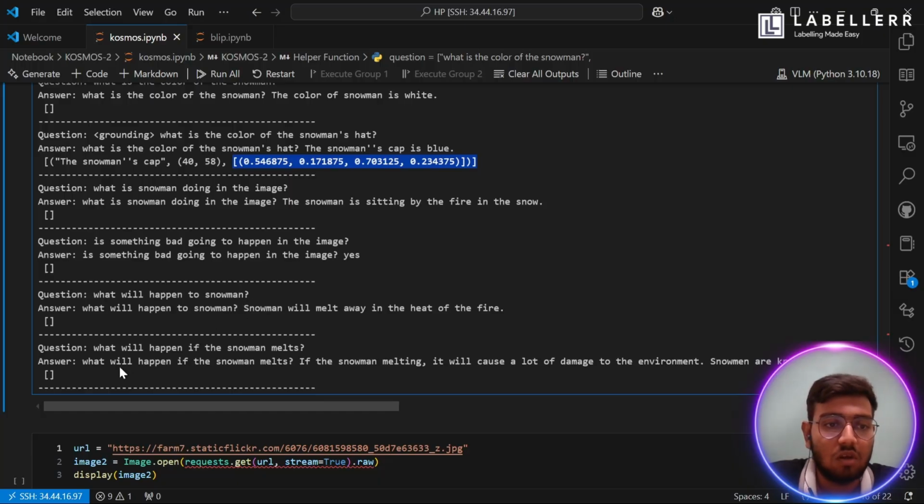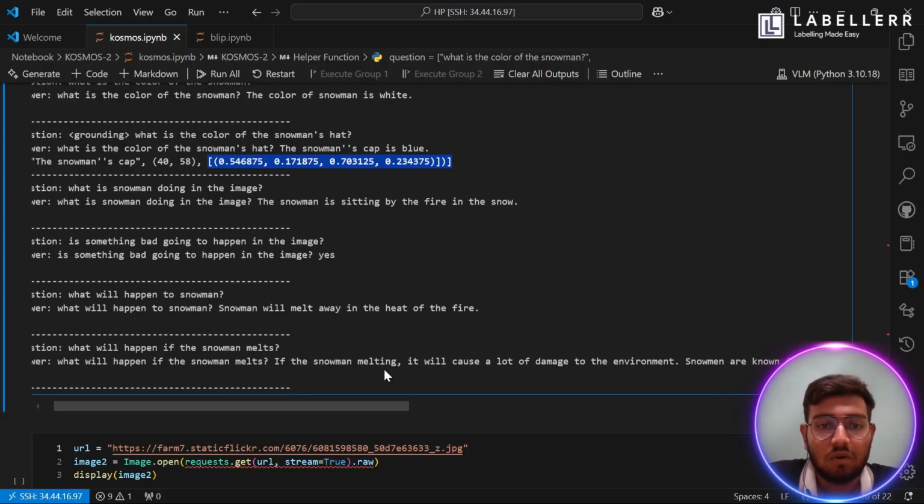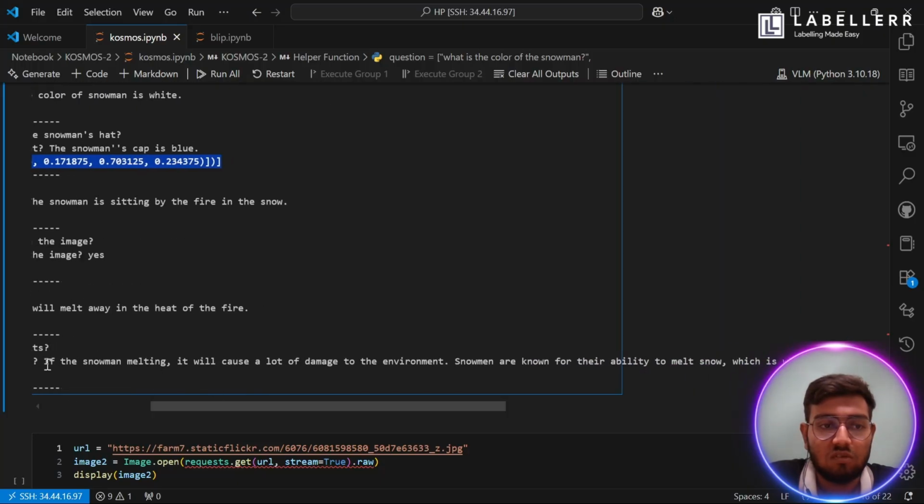It's performing quite well, but this image belongs to a data set on which the model was trained, so it has a great understanding of that image. So what will happen if the snowman melts? You are seeing that it's hallucinating. If a snowman melts, it will cause a lot of damage to the environment.